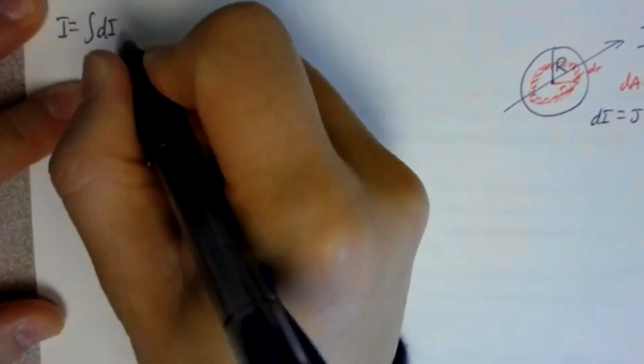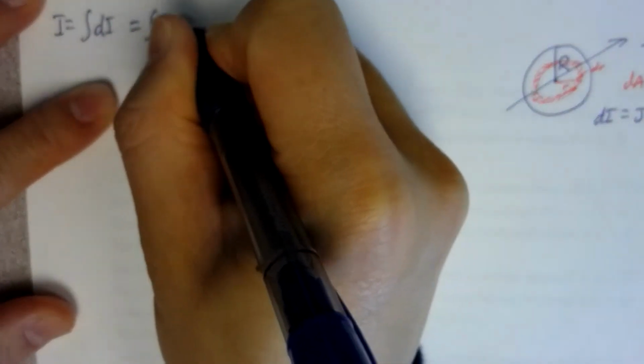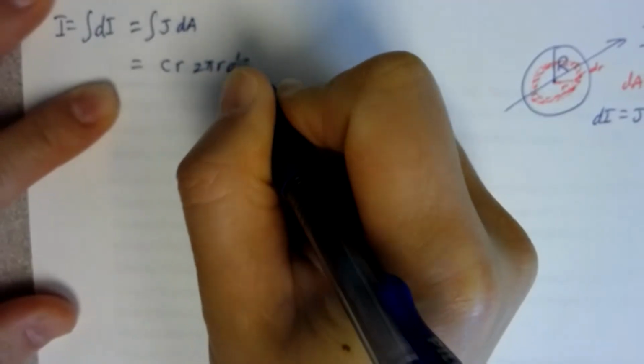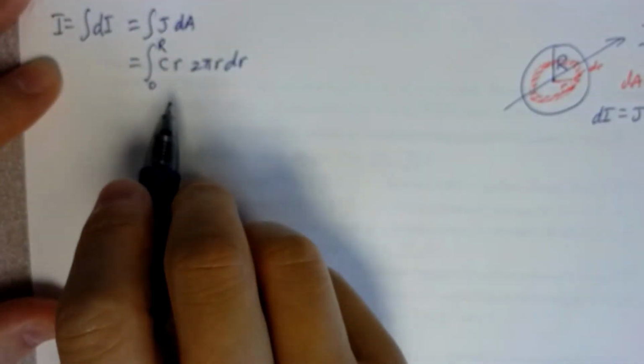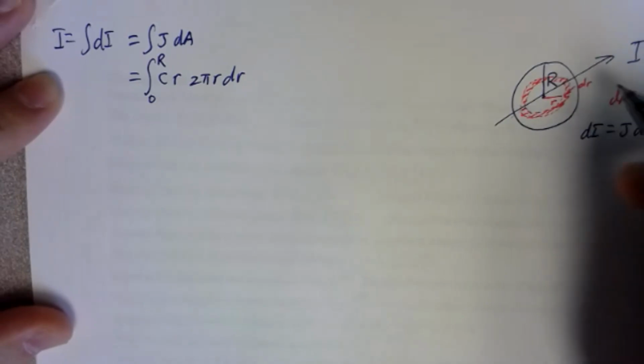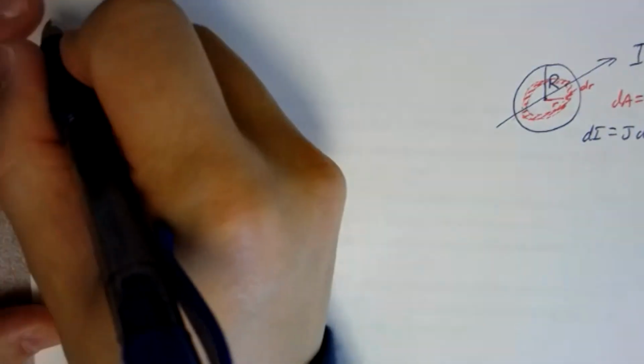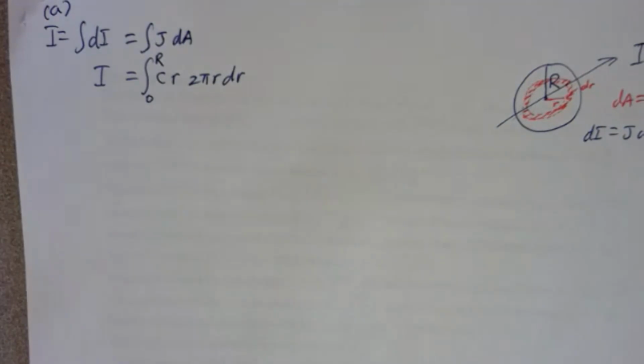Then the current dI will be equal to J times dA, and then we can integrate for the total current. So the total current I will be equal to the integral of dI, which is the integral of J dA. J is equal to C times r, and dA is equal to 2 pi r dr. So we'll be integrating dr from 0 to the radius, and that goes through the whole cross-sectional area. That will give you the I. That's how you would calculate the total current.